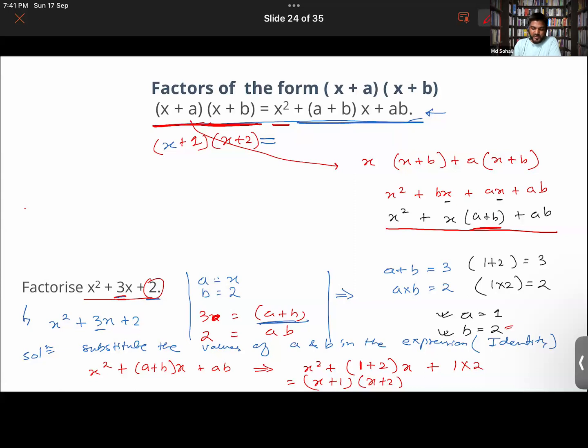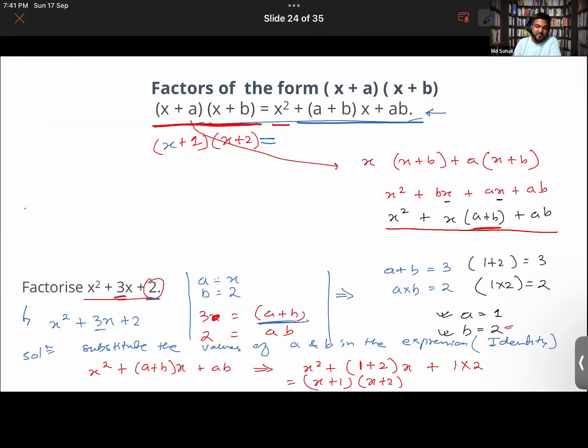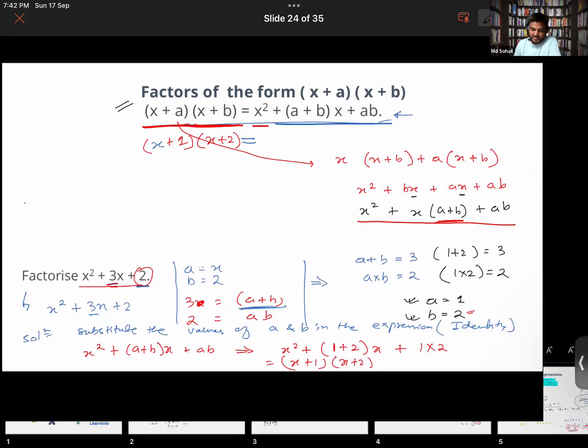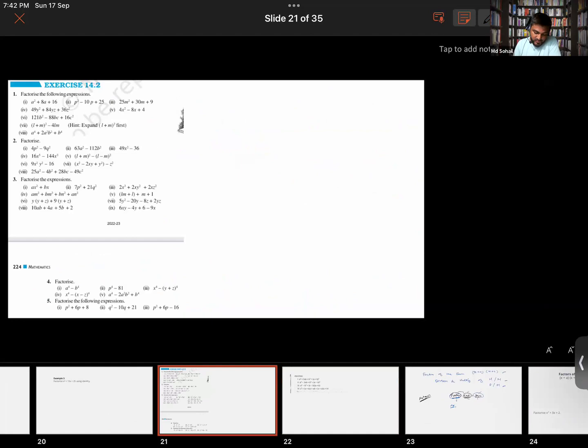Now moving on, we will be talking about the division of algebraic expressions. When we come to the exercise part, we will be solving questions on this factorial form. Did you have this format earlier in the previous exercises? Let's quickly check that as well. No, you didn't have such questions earlier.